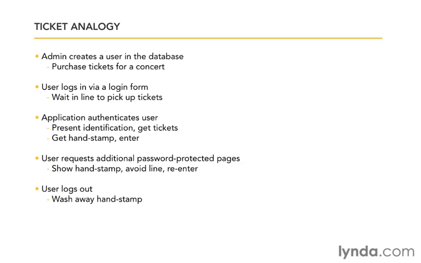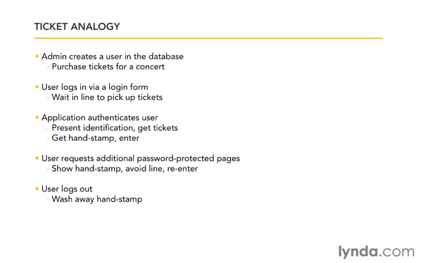So you show up and you wait in line to pick up your tickets. And then when you show up at the front of the line, you present your identification. You show them your ID, the credit card you bought it with, and the ticket booth is then able to determine that you are authorized to attend this event and you get your tickets. They also give you a hand stamp at that point, and from then on, you're authorized to go in and out of the event. You can come in and out as much as you need, and you have a hand stamp on your hand that will make sure that you're always allowed to enter. So you can just show your hand stamp, avoid the line, and re-enter.